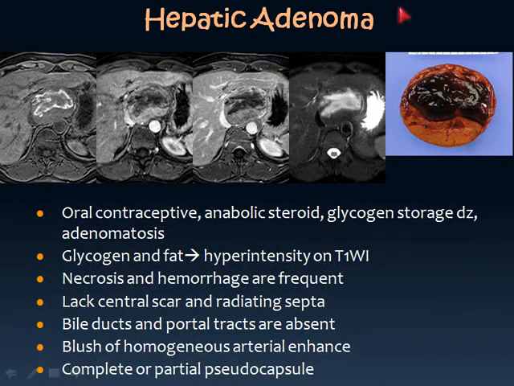Hepatic adenoma is related to the use of oral contraceptives, anabolic steroids, and glycogen storage disease. T1 weighted images may show hyperintensity due to glycogen or fat. Necrosis and hemorrhage are frequent. As you can see in these images, intratumoral hemorrhage is a frequent finding of the hepatic adenoma.